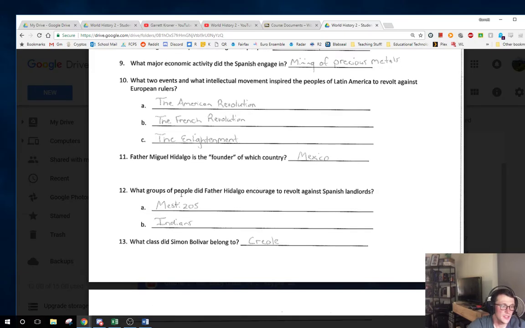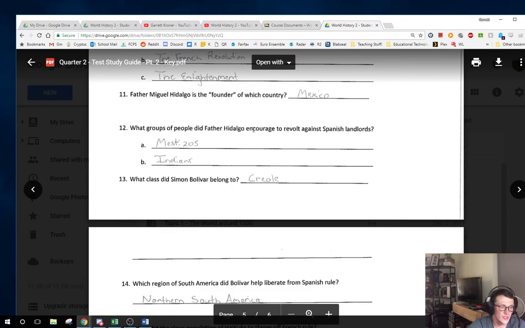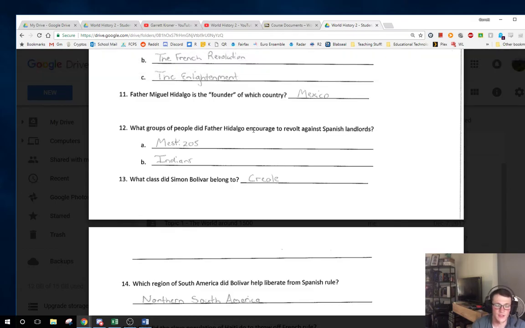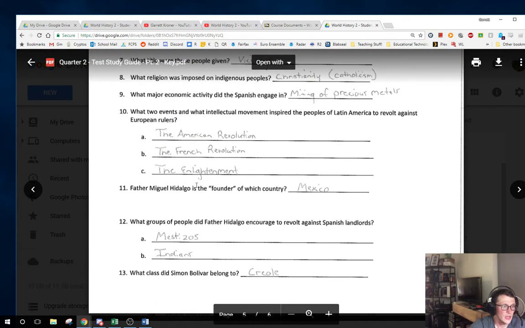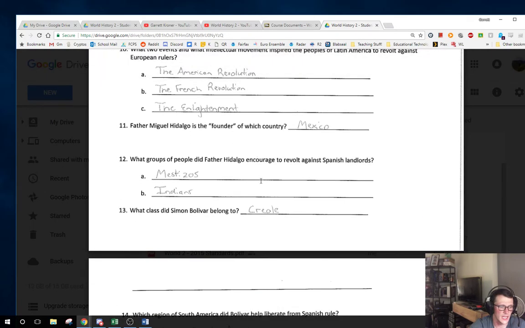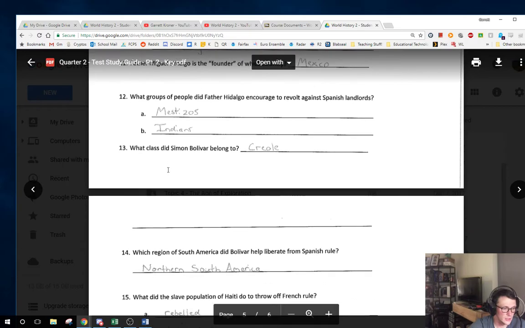You have Father Hidalgo, right, who is going to lead the revolt in Mexico and be considered the father of Mexico and the founder of Mexico. So that's one, right? That's pretty much what you would need to know there. I would definitely also know that these things inspire the revolutions, right? The American Revolution, the French Revolution, the Enlightenment, definitely stuff that I would look at and get in your head. Simon Bolivar, definitely know that he's a Creole, because that could play into one of the questions as well. Hint, hint.